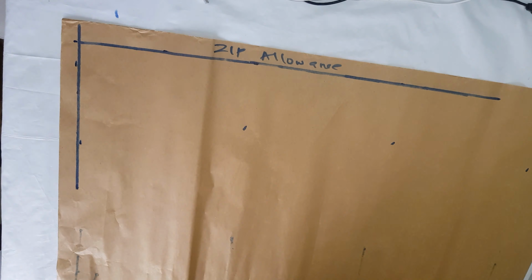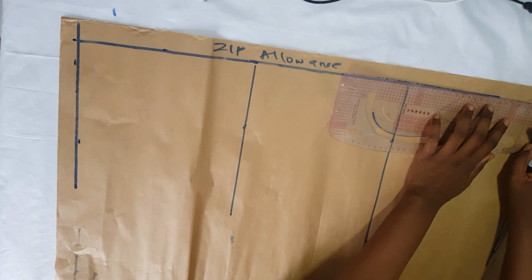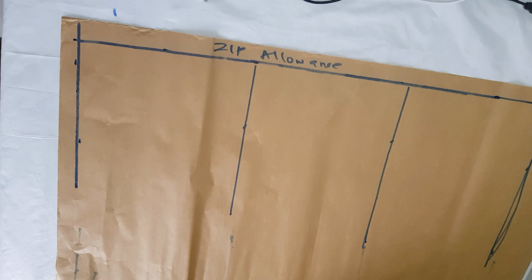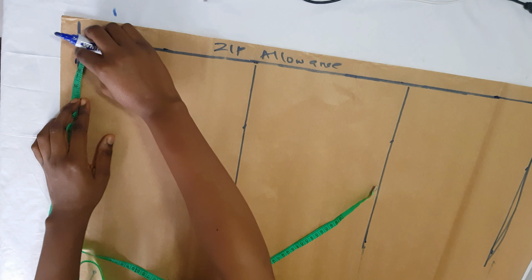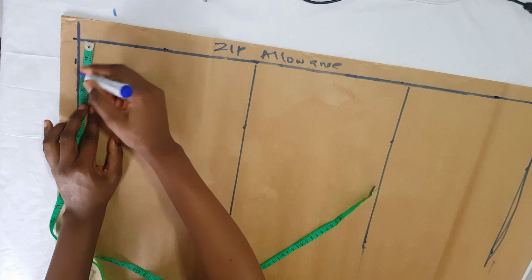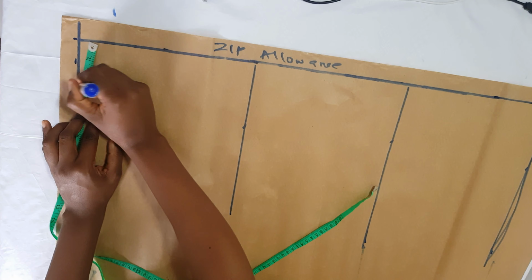Okay, then I'll use my ruler to just rule out the mark points. All right, so after doing it I'm going to input my neck measurement. So I'm going to take 3 inches for my width, just like I did for my front bodice. Then I'm going to go down by 2 inches.